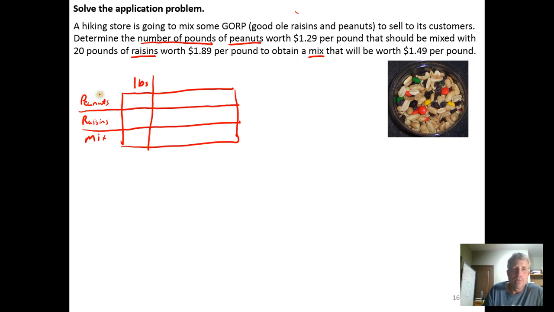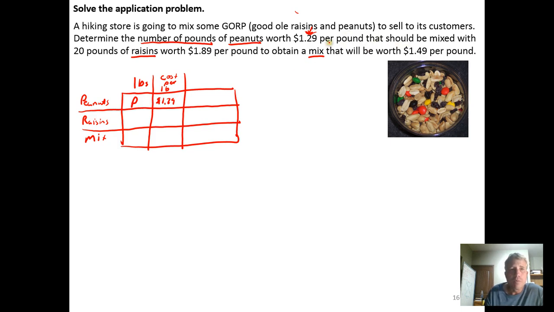And we need a variable to represent the unknown quantity, the unknown number of pounds of peanuts. I do not want to use an X or a Y. I'm going to use P for peanuts, pounds of peanuts. We also know information about the cost per pound of peanuts, so that piece of information is going to go here. And for peanuts, that's $1.29 per pound.